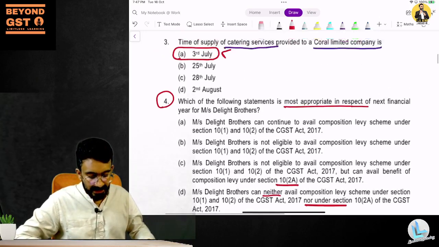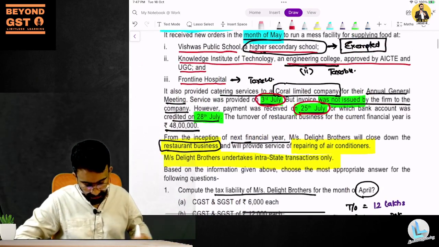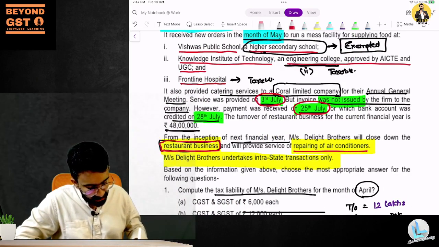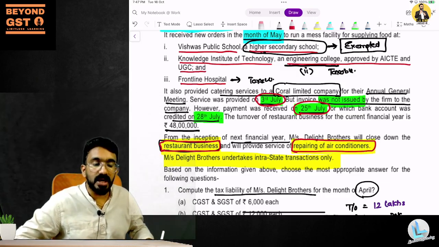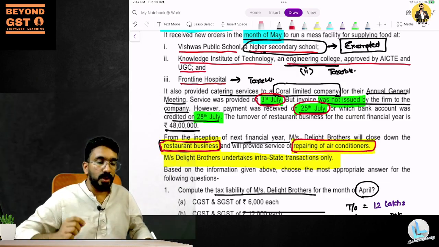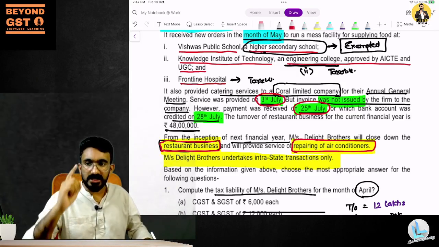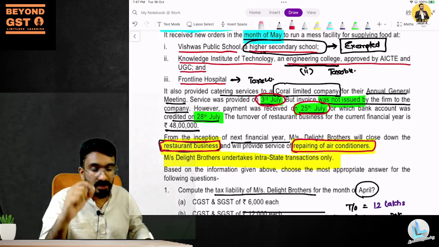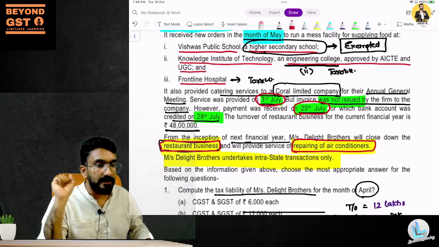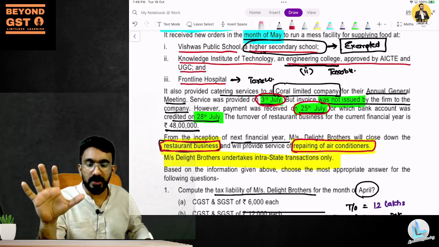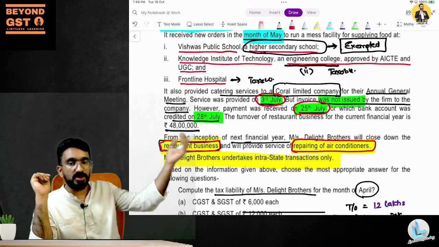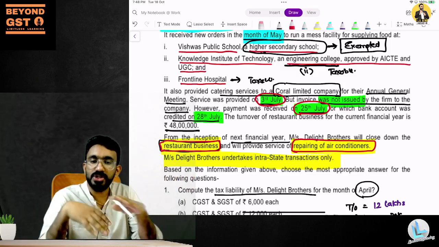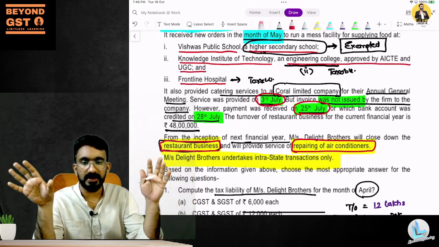Now the question is, can they continue the composition levy scheme? Why? Because they stopped their restaurant business and started repairing of air conditioners. Are they allowed to continue the composition levy scheme? No. In composition levy scheme, only one supplier of service can opt for it. When I say composition levy scheme, I mean 10(1), 10(2), wherein you pay 1%, 1%, 5%. The only service provider who gets this option is the restaurant. They're stopping their restaurant business and starting repairing of air conditioners, which is not eligible for composition levy scheme under 10(1) or 10(2).